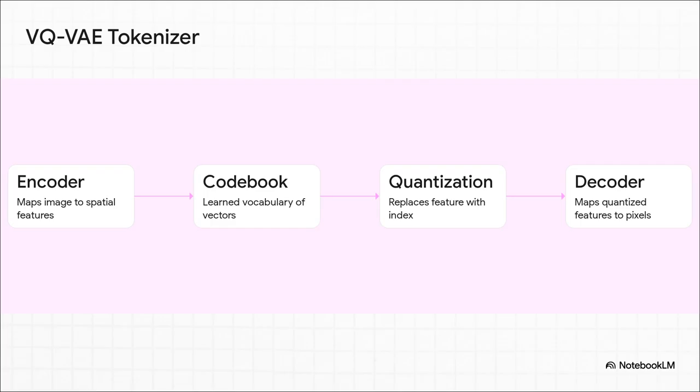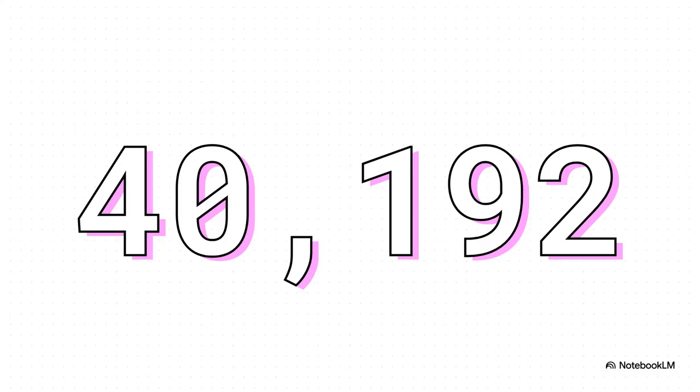Finally, Step 4, the decoder takes over. It looks at that list of ID numbers and acts like an artist painting by numbers, mapping those quantized integers right back into a recognizable image. Now, what's really interesting about this is the scale. To make this universal language work, we need a set vocabulary, and the magic number Meta landed on is exactly 40,192. That is the size of Chameleon's final shared vocabulary.